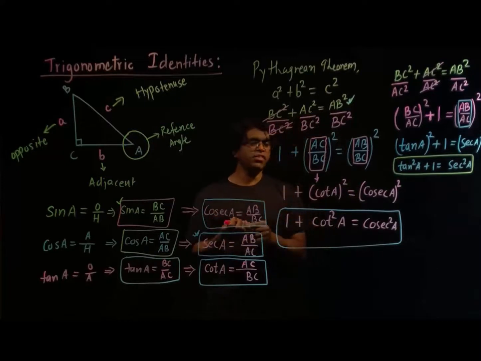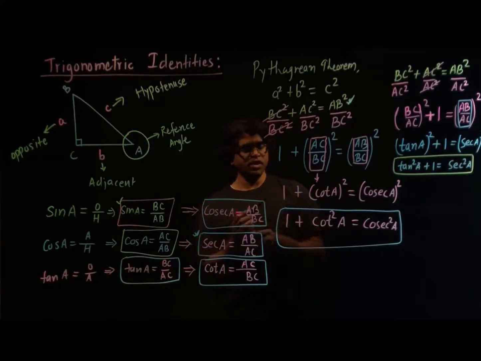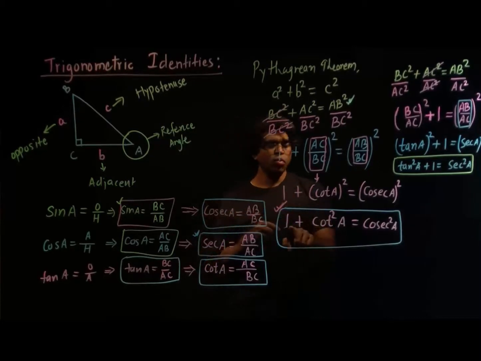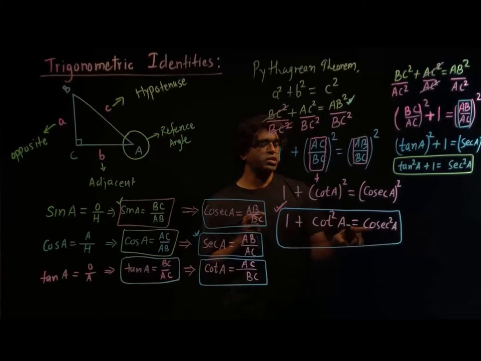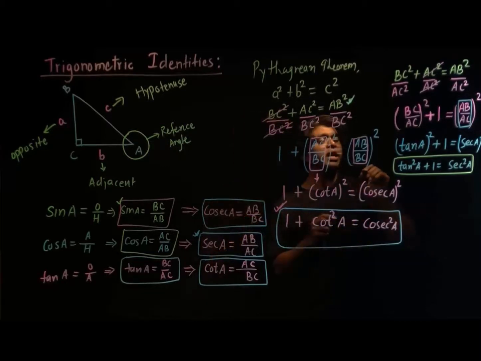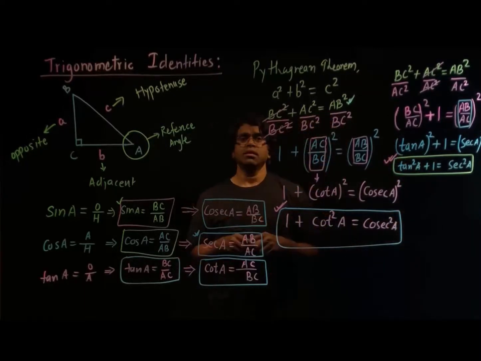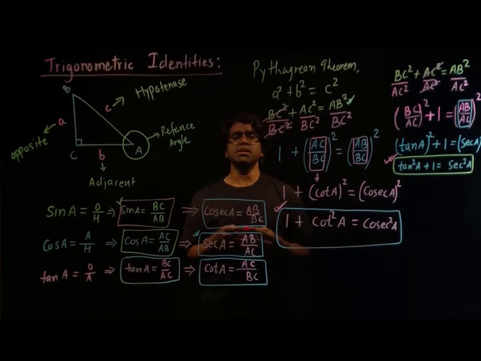So in this video, we have talked about 2 trigonometric identities. The very first one is 1 plus cotangent square is cosecant square. And the second one is 1 plus tangent square is equal to secant square. And this is how we find the trigonometric identities for trigonometric ratios.